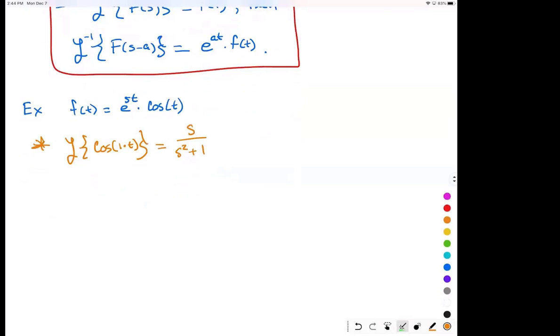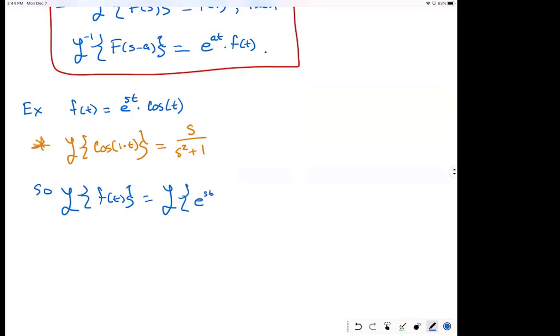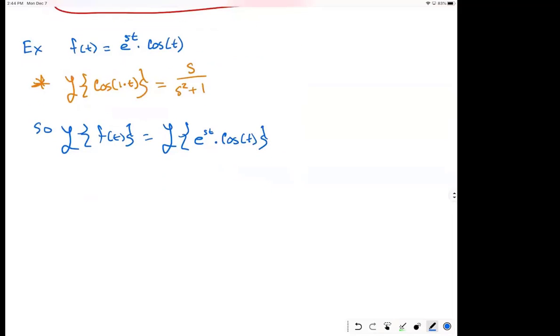And then what I do is take this first shifting theorem, so the Laplace transform of f of t would be the Laplace transform of e to the 5t times the cosine of t, and then that would be equal to s minus the shift, which would be 5 in this case, because that's what this is, that's 5. My 5 kind of looks like an S, so let me fix that to make it look like a 5.